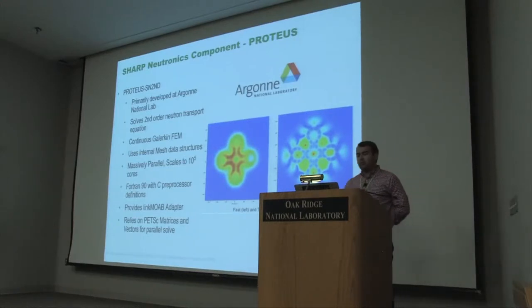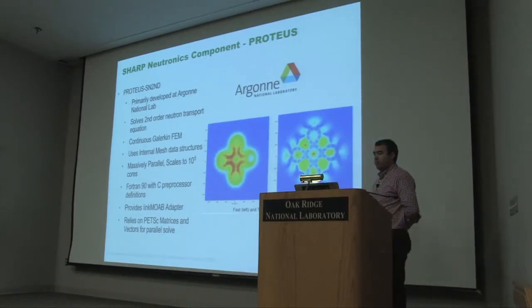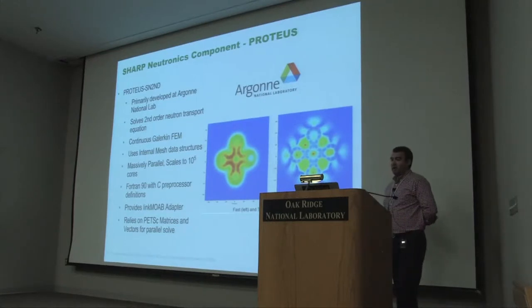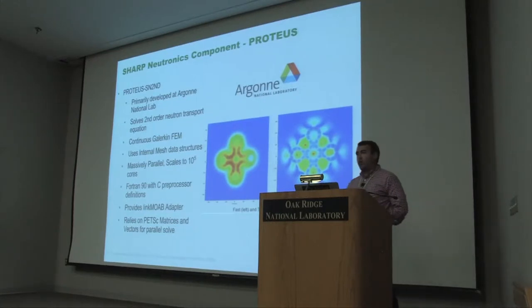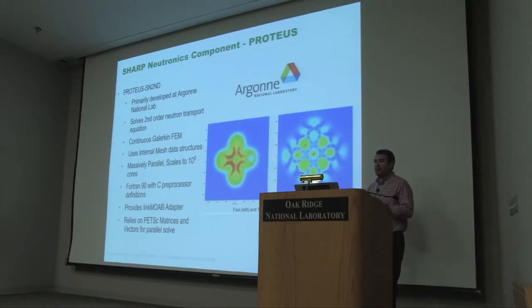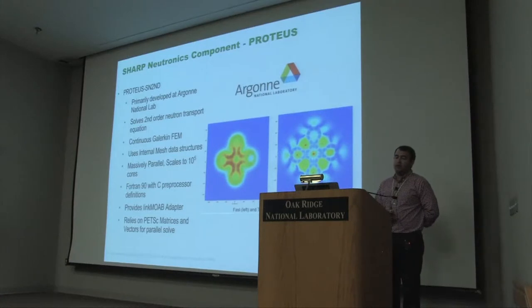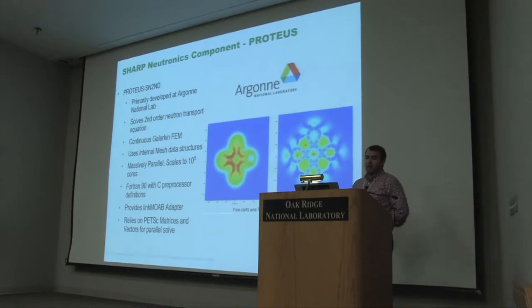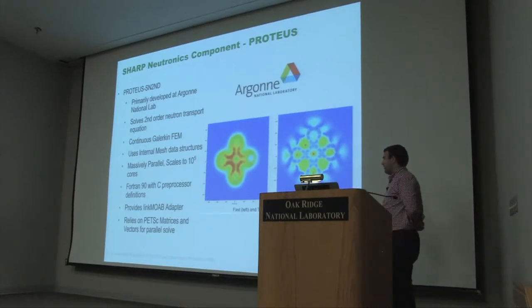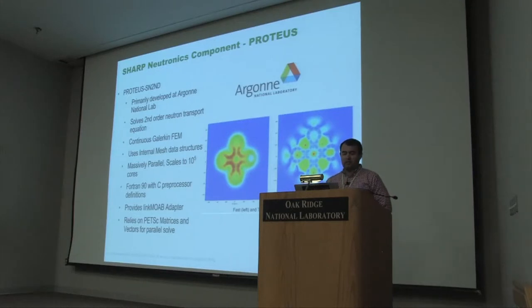It's a neutronics solver. It uses a second order neutron transport equation. It actually uses its own homegrown internal mesh data structures. A lot of codes will use libMesh or MOAB or stick mesh or whatever, but they've actually developed their own that works best for them. It's massively parallel, so it runs with MPI, the Message Passing Interface, and it's been shown to scale up to 100,000 cores. So really, really large simulations. They use Mira at Argonne for that.